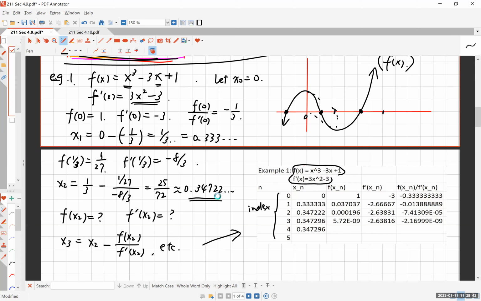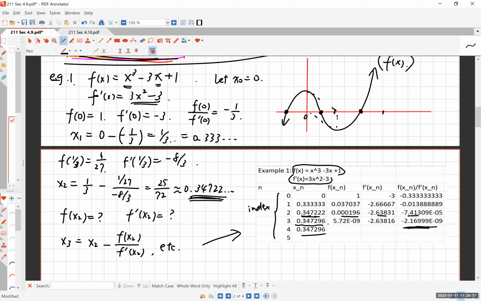Then x2 happens to be 0.342722. Then I go on and find the value of the function there, the derivative there, and the function divided by the derivative, and I subtract this from this number to get this. This number gets really, really small here: negative 2.1 times 10 to the negative 9th, so this is like 2 times 1 billionth. That's really, really small, and you can see these numbers don't change anymore.